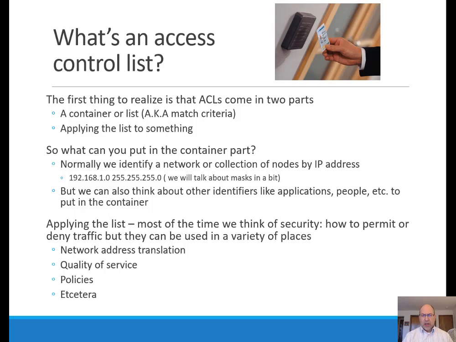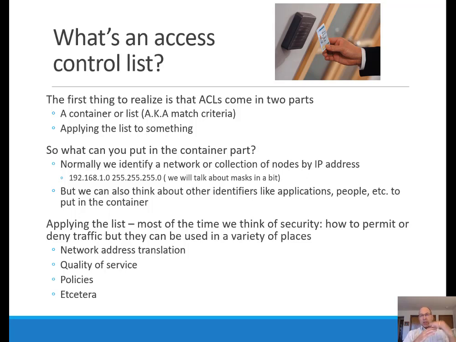Now the container part, normally what we do is we identify a node or nodes or a particular kind of traffic by IP address or by network. But we can also think of things like applications or people. And a really common example that we might use is 192.168.1.0 to identify a particular network. Now a network mask looks like that, 255.255.255.0. But we'll see here in a little bit that access control lists use a completely different kind of mask.